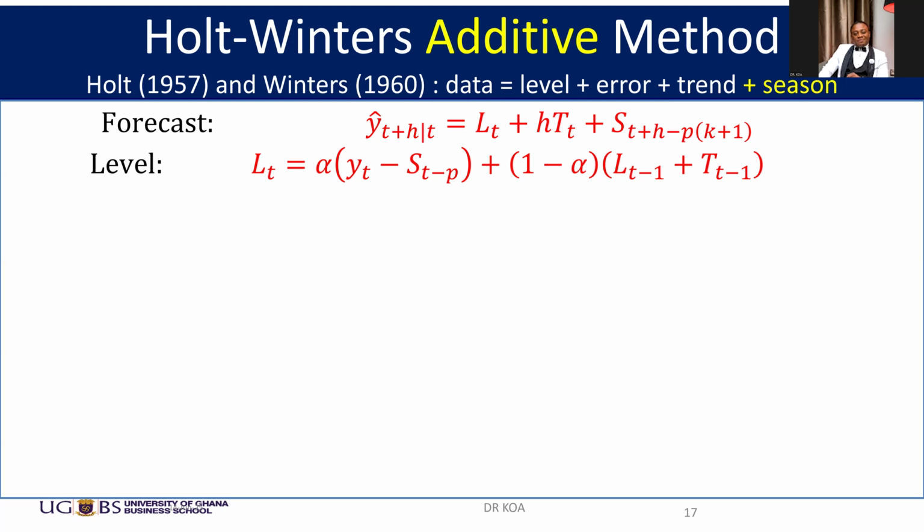At first, what was presumably in the bracket? The previous level. The YT. Exactly, the YT. Not the previous level, but the previous actual sales. Yeah, the actual sales. So at first it was just YT, and now we have subtracted season from the YT. Every other thing remains the same.